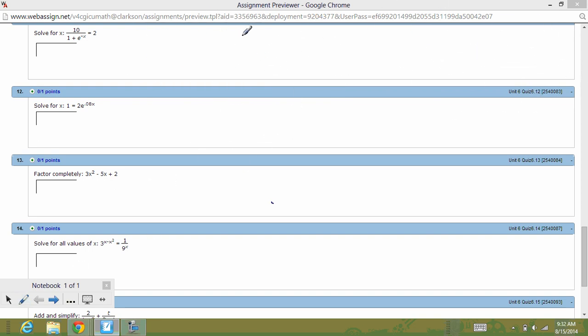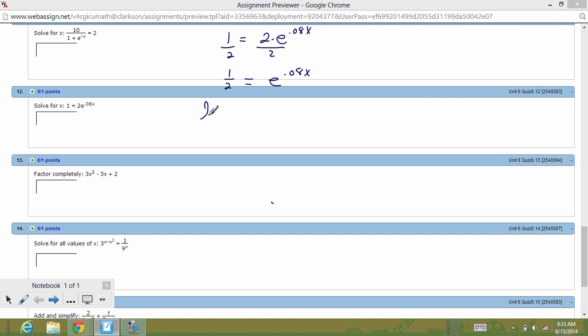We've got 1 equals 2 e to the 800ths x. And again, variable exponent, so it's an exponential equation. I'll isolate the term that has the variable exponent on it. And so I get 1/2 equals e to the 800ths x.